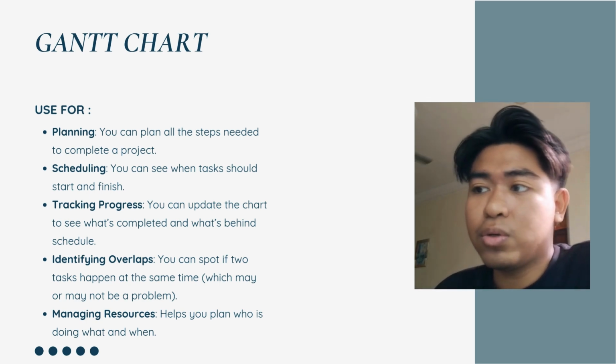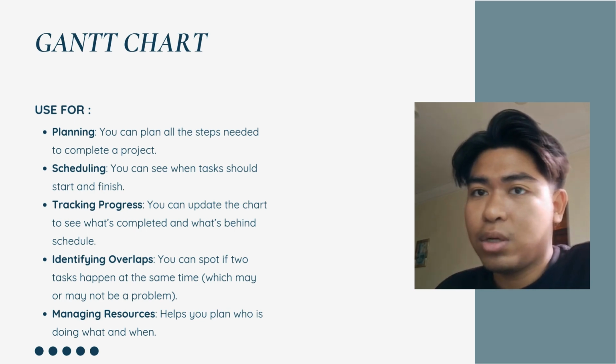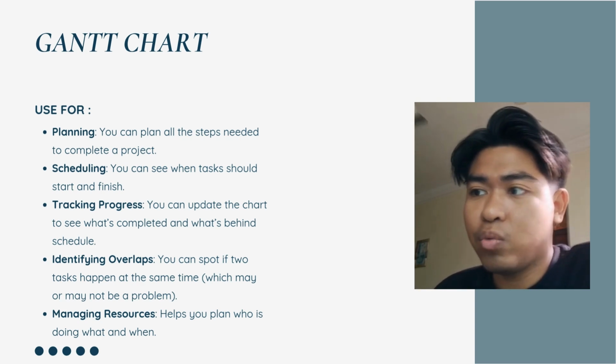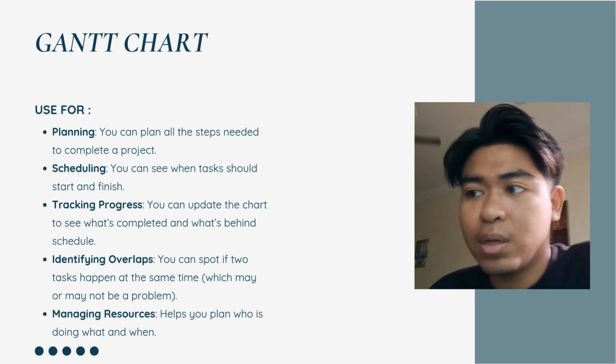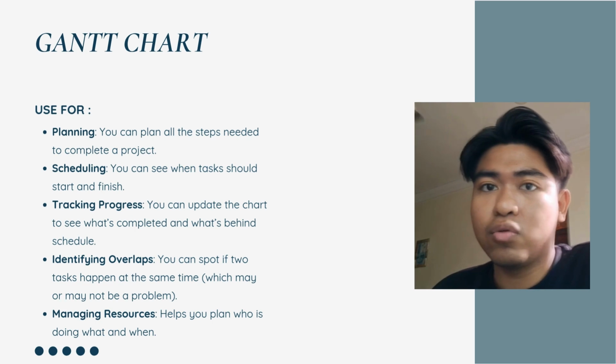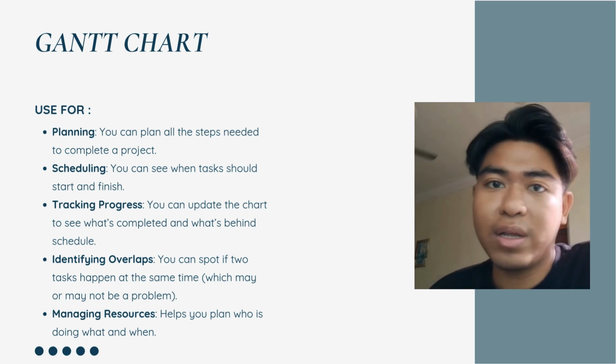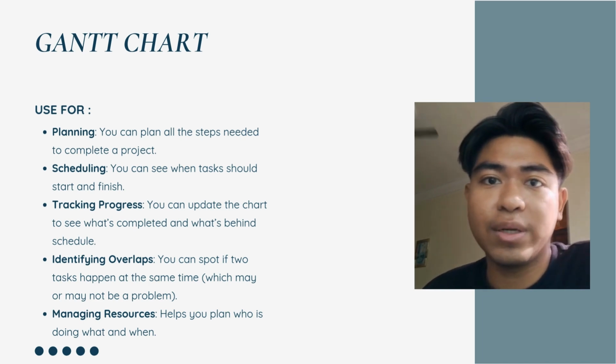It's also used for identifying overlaps. You can use it to spot if two tasks happen at the same time, which may or may not be a problem. And then lastly, it can be used for managing resources, which helps you plan who is doing what and when they are doing it.